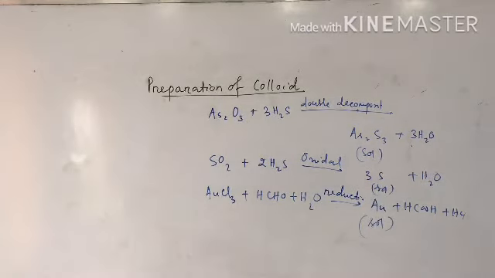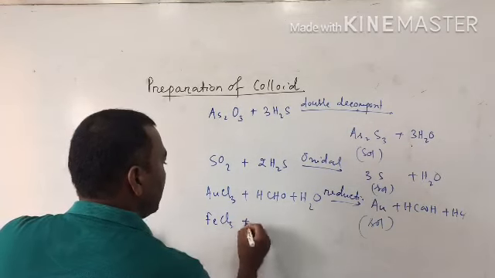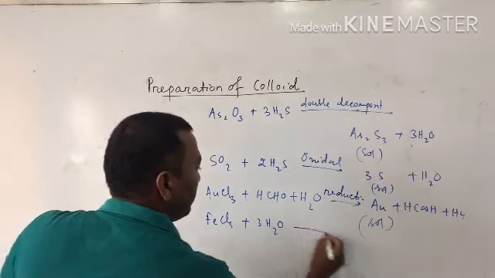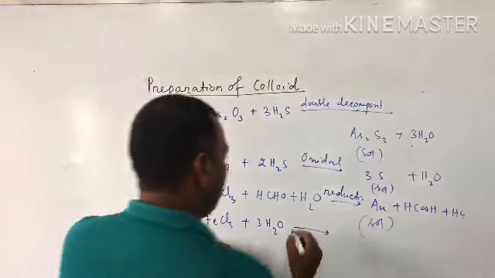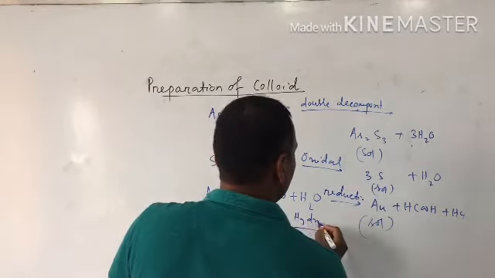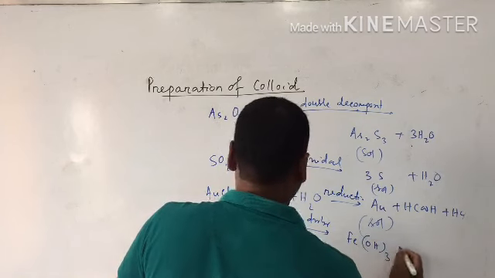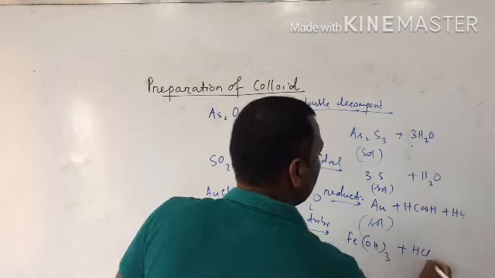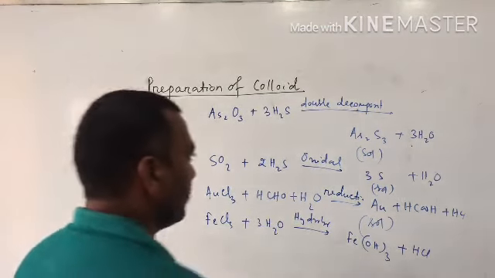Similarly, another one is FeCl3 when it reacts with water. FeCl3 reacts with water by the hydrolysis method, and it gives rise to Fe(OH)3 sol, plus your side product is water and HCl. So this is our sol.